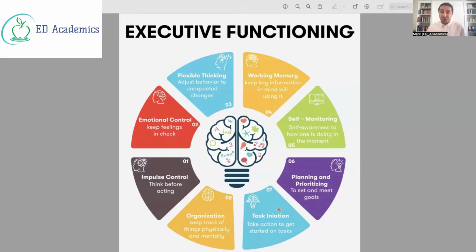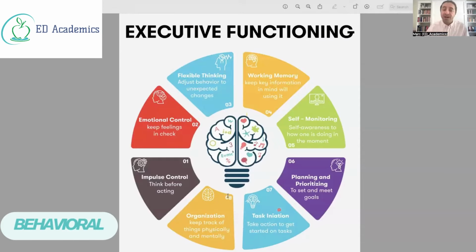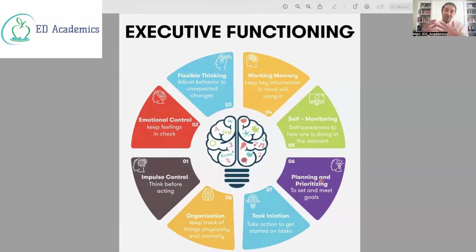Here we go. One of the categories, as we discussed earlier on the executive functioning, are behavioral. Number 8, 7, and 6, organization, task initiation, and planning and prioritization are all overlapping yet distinct aspects of behaviors that we want to see in executive functioning. Things like planning and prioritizing. Which homework is due first? Which one is going to be shorter or longer?